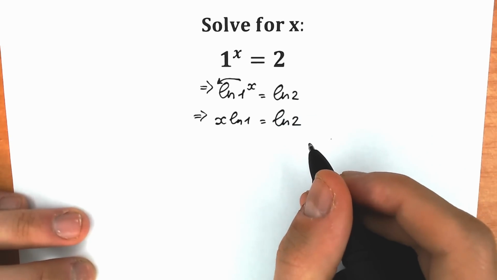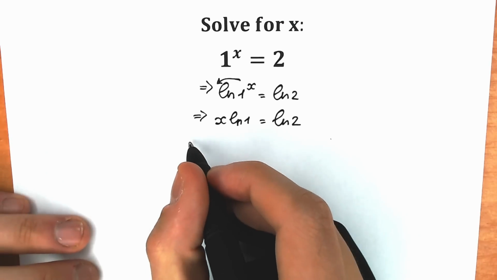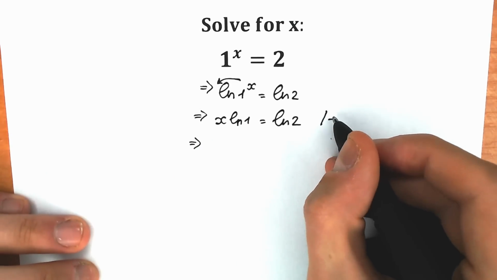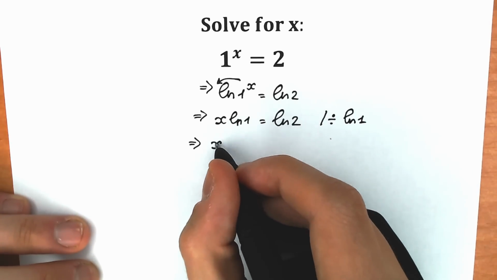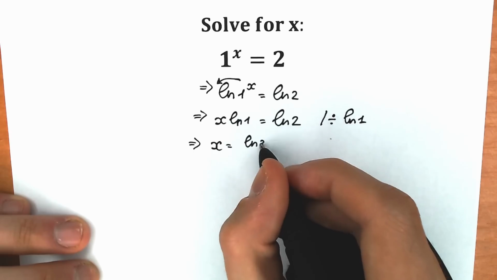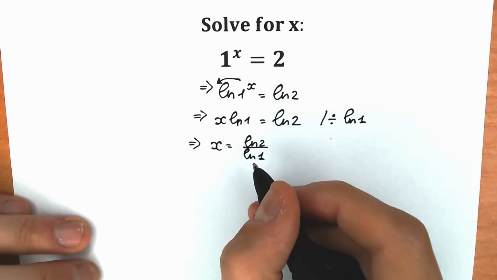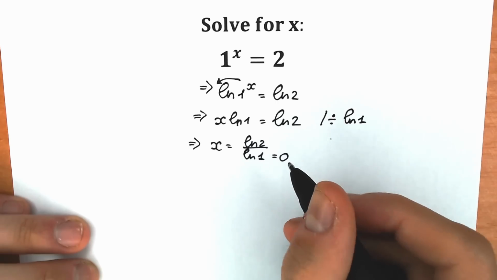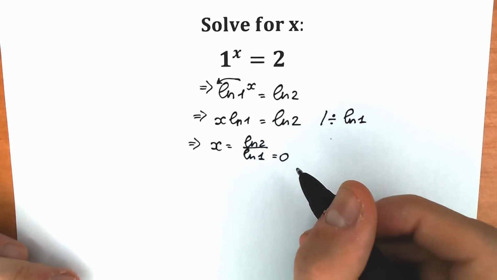And right now, let's divide both sides by natural log 1 because we need to find our x. When we divide both sides by natural log 1, as a result, what do we have? x equal to natural log 2 over natural log 1. And here is the tricky moment. Natural log 1 equal to 0. But in terms of real numbers, we can't divide by 0, because we have natural log 2 divided by 0.